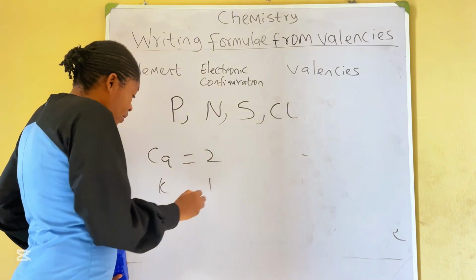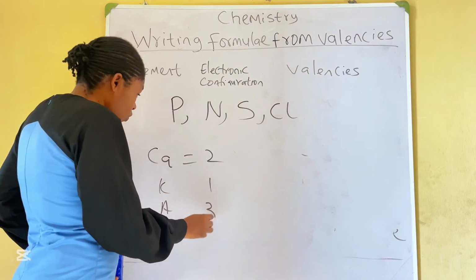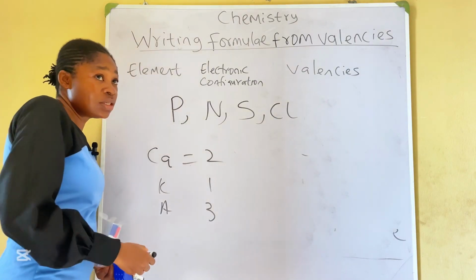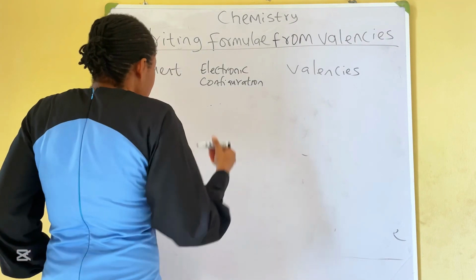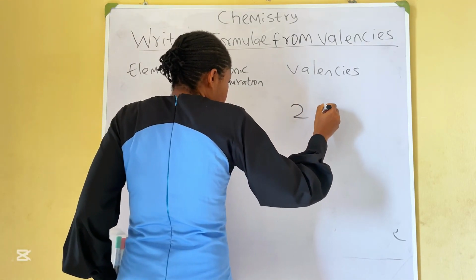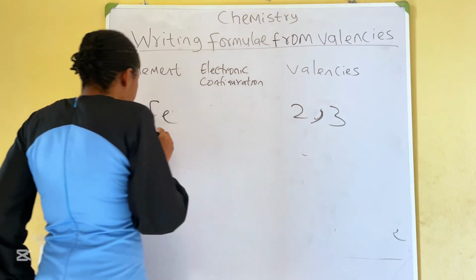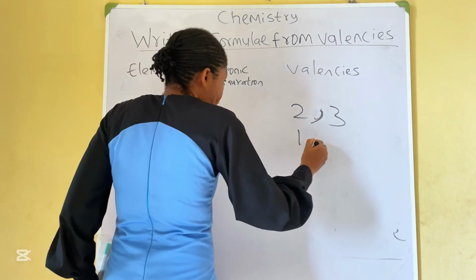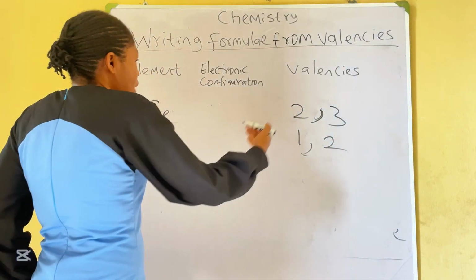Potassium, just 1. Aluminium. So they have only one oxidation state. Iron: the valency of iron will be what? 2 or 3. Copper, 1, 2. So I have copper 1, copper 2. Iron 2, iron 3.